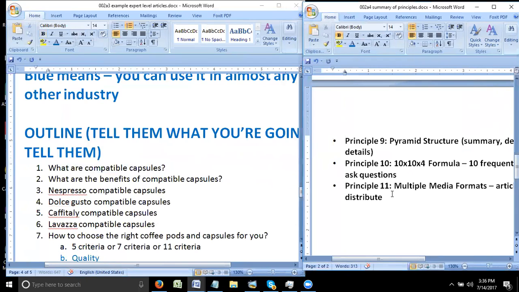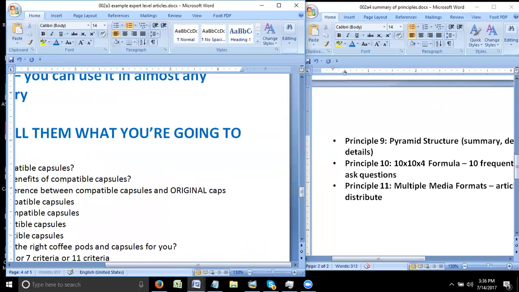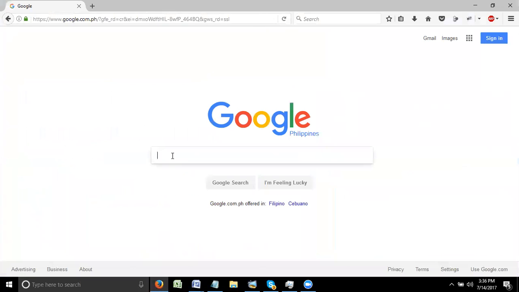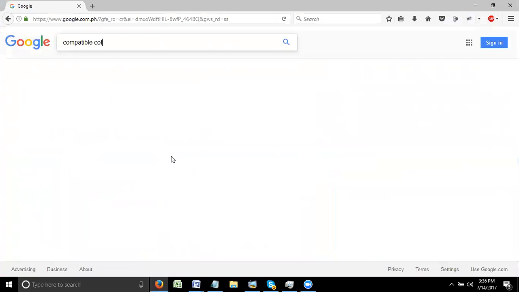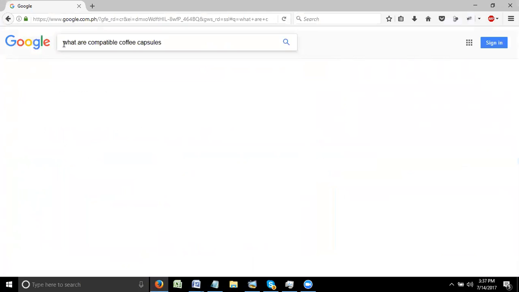Okay? And now I'm pulling from my experience with the website, so this might be an exception. What's the difference between compatible capsules and original capsules? So this one might need a little research for you to come up with this, but it's very simple. You just go to Google and type in compatible coffee capsules. So what are compatible coffee capsules?